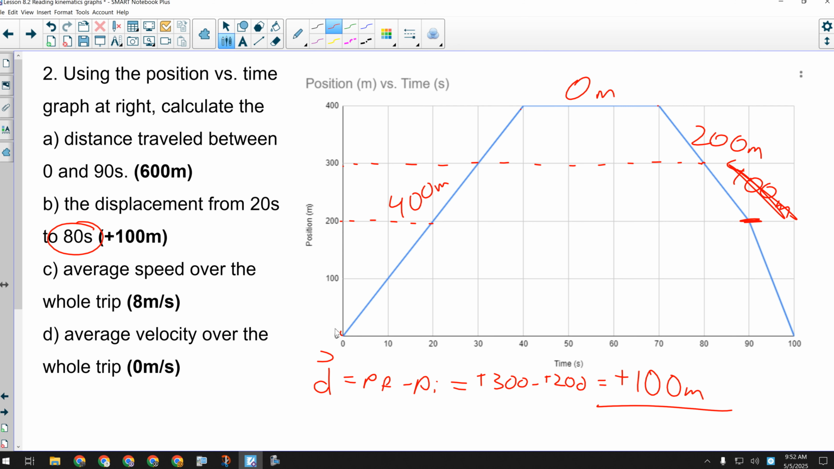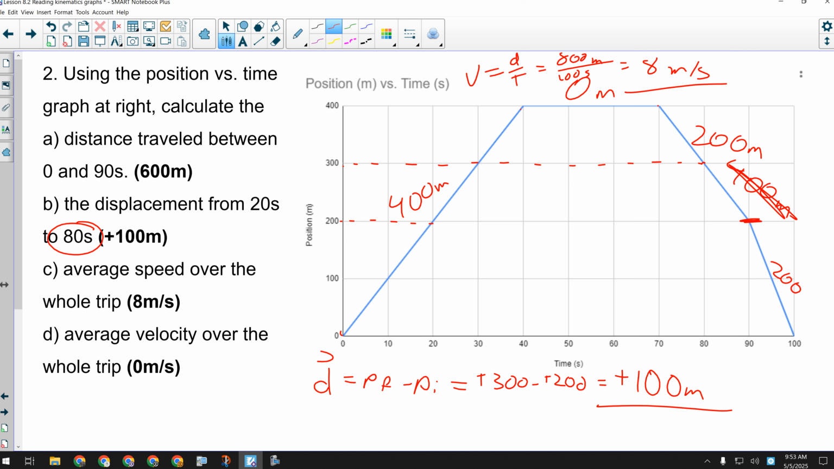Questions on B? All right. Average speed over the whole trip. To find average speed, I need the total distance and the total time. The total time is 100 seconds. I can read that right off the graph. What I don't have is the total distance. I know this is 400, this is 200, this is another 200. So 200 plus 200 plus 400 is 800 meters, divided by 100 seconds is 8 meters per second. No vector on that, because speed is scalar.